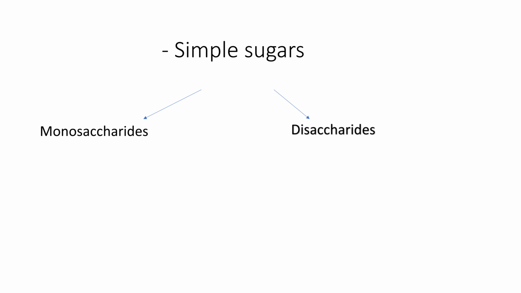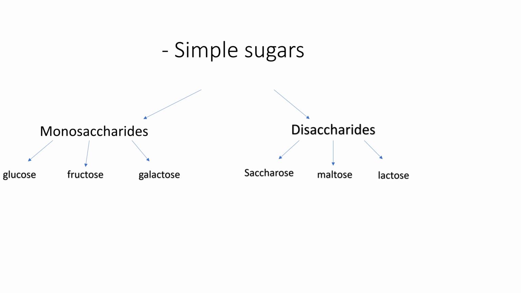And in monosaccharides, there are three types of them: glucose, fructose, and galactose. In disaccharides, there are three disaccharides as well: saccharose, maltose, and lactose.